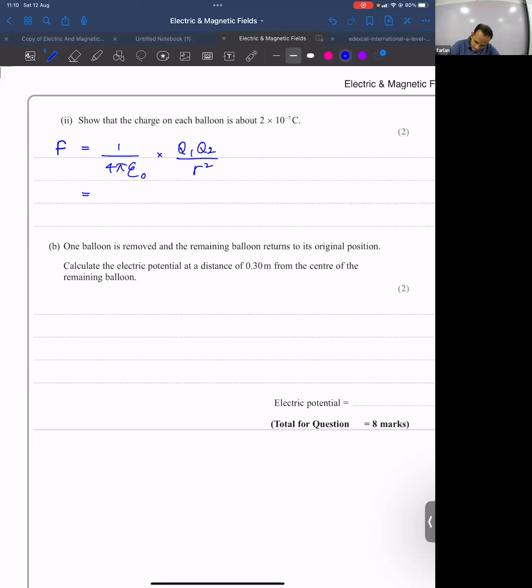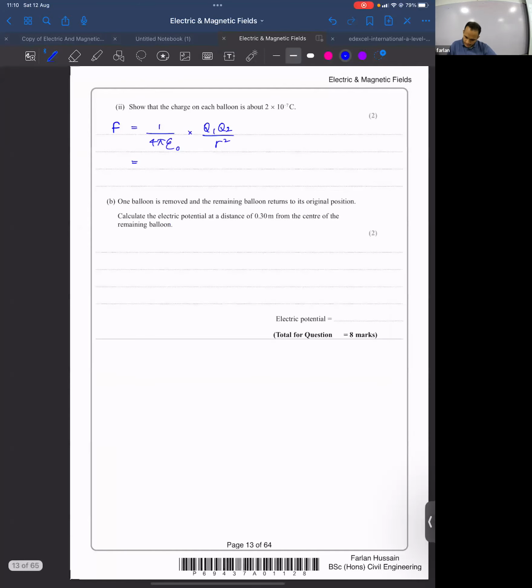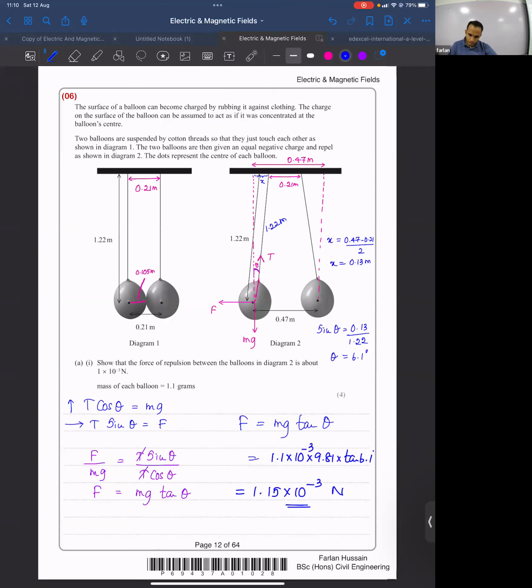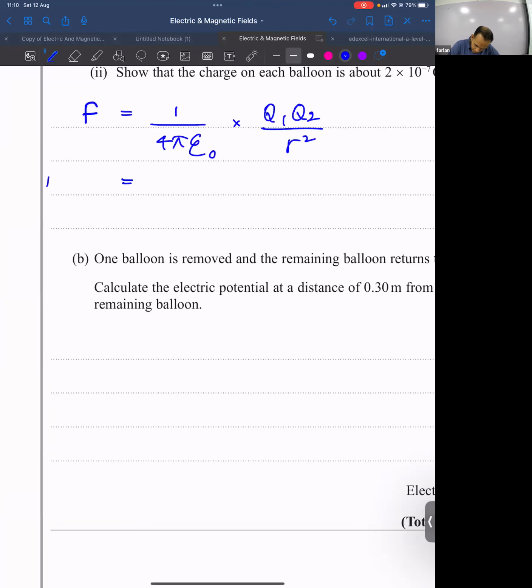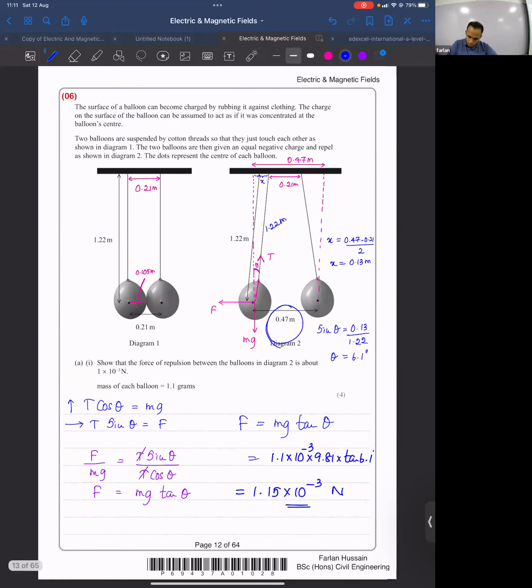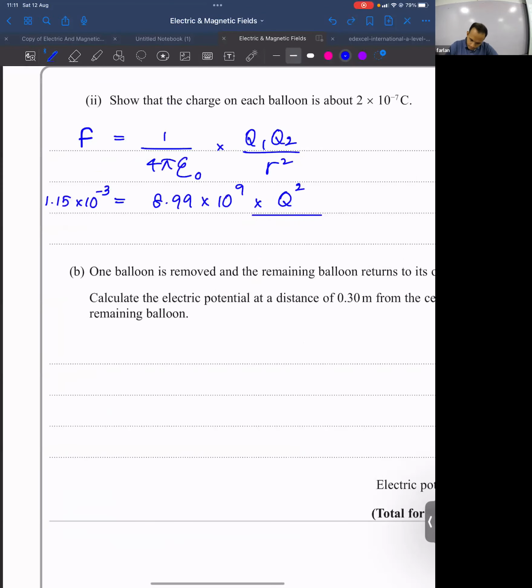So the F is, guys, 1.15 into 10 to the power minus 3. 1 over 4 pi epsilon naught is 8.99 into 10 to the power 9. Q1 and Q2 both are the same, so I'll take it as Q into Q, Q squared. Over the distance between the two charges, which is 0.47, 0.47 squared.